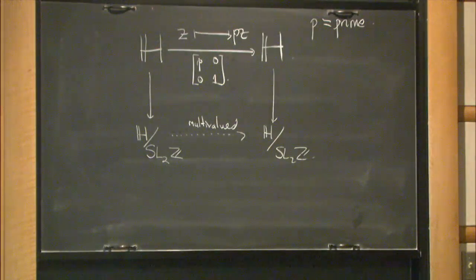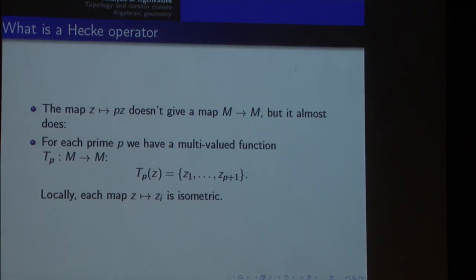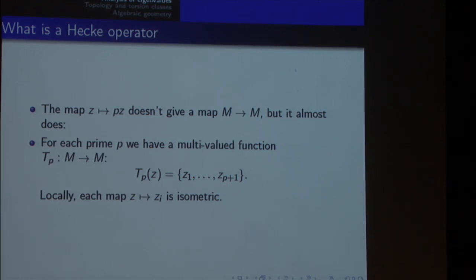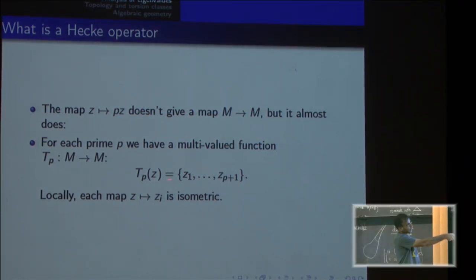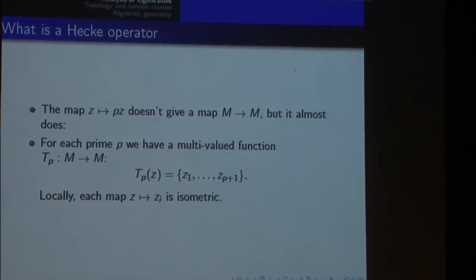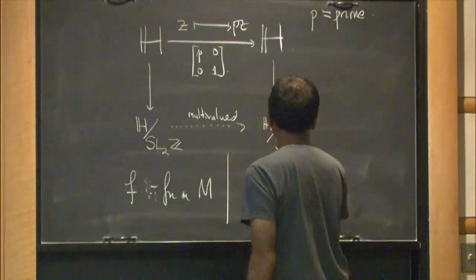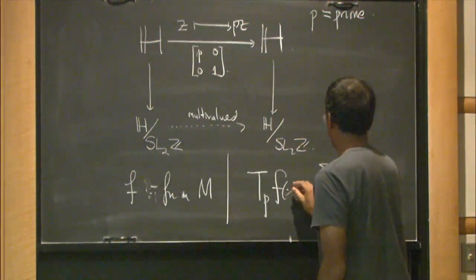So this Hecke operator, you should just remember it's indexed by prime numbers. It takes in a point and it spits out p plus 1 points. And if you move the point z by a small amount, each one of these points moves by the same amount. So each branch of it is isometric. It's not a physical isometry, but it acts on things to do with the manifold. So for example, if you have a function on this manifold, you can act on it by just adding up the values at those points.